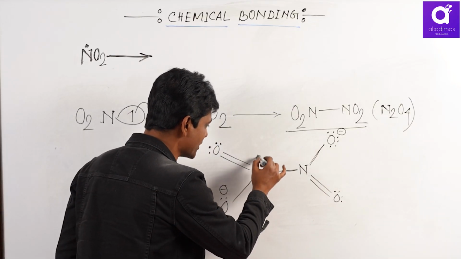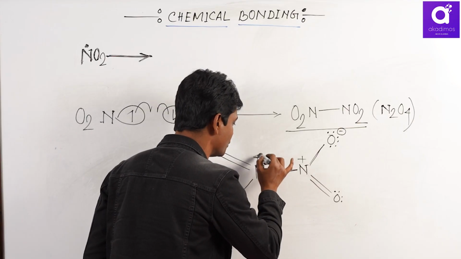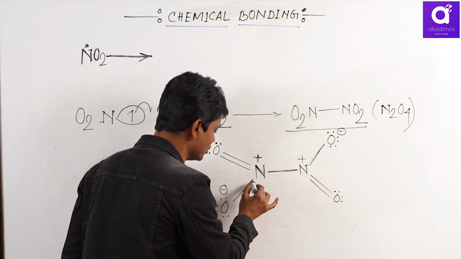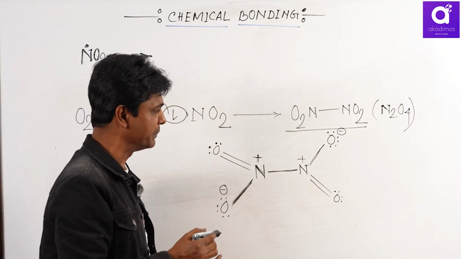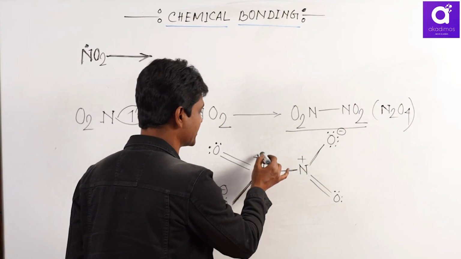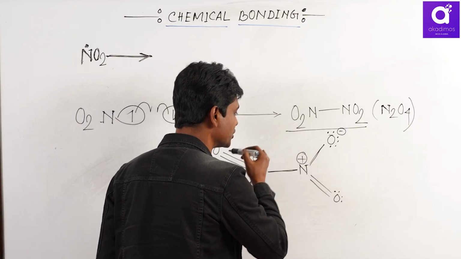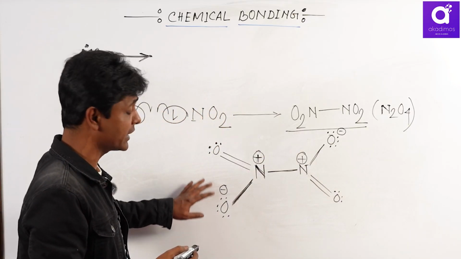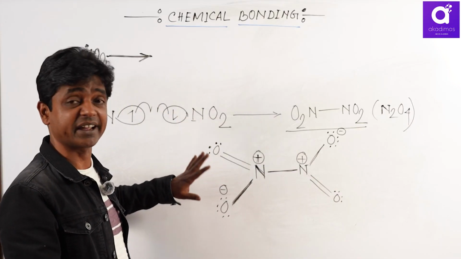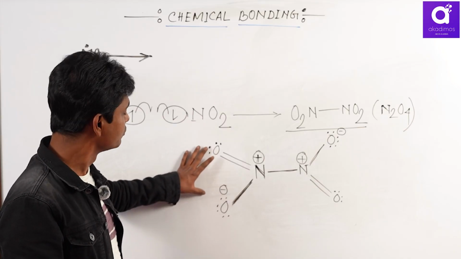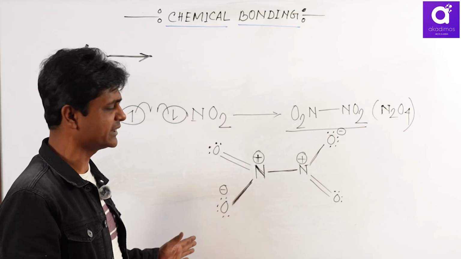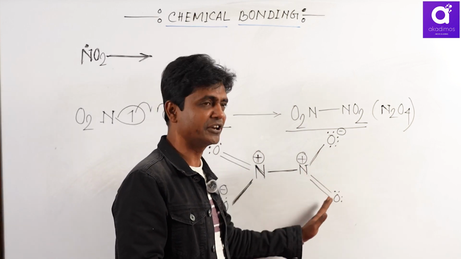This N plus, O minus, you can draw also the coordinate bond. That means you can put an arrow, but better presentation is plus minus. Here both nitrogen have +1 charge, but according to resonance, if I take another canonical form, the -1 charge is equally distributed among the two oxygen, that means -1 here, here also -1.